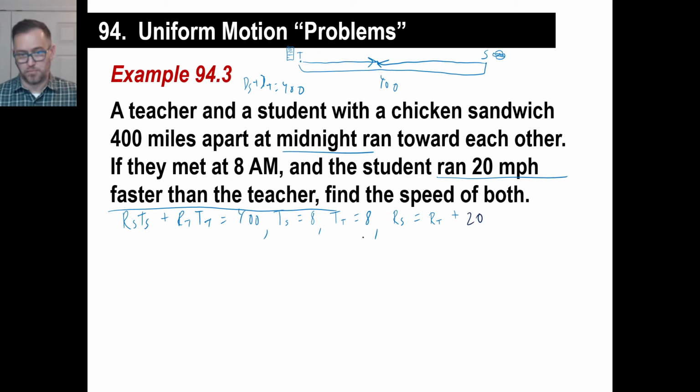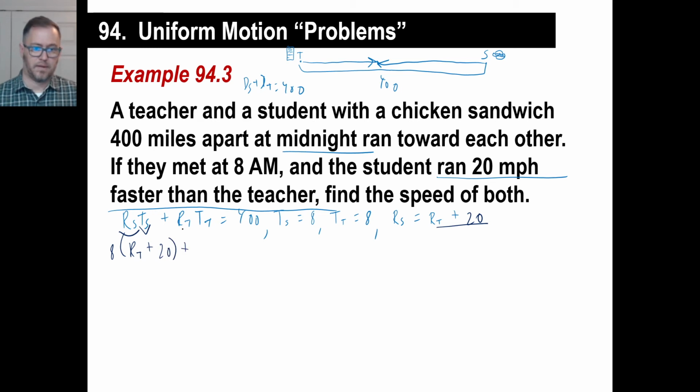Okay, now we just plop stuff in here. All right. Well, the R sub S, we got it right here, right? R sub T plus 20. The T sub S is going to be 8. I'm just going to rearrange the order of those. So it's going to be 8 times R sub T plus 20.